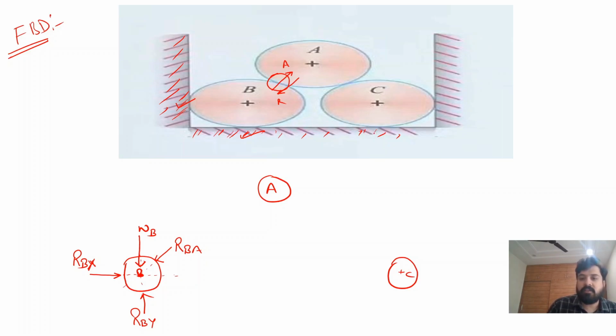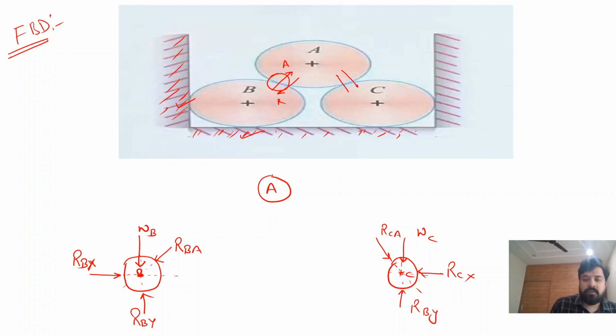Similarly, there is a horizontal contact and there is a vertical contact. So there will be two reactions. This reaction is RCX and from there RCY. Okay. And there is a contact between A and C. Similarly, there will be a reaction from A to C. And there is a weight WC. If we draw the lines of action of all these forces, they pass through the center. Then again there is a concurrent force system, so it is in equilibrium.